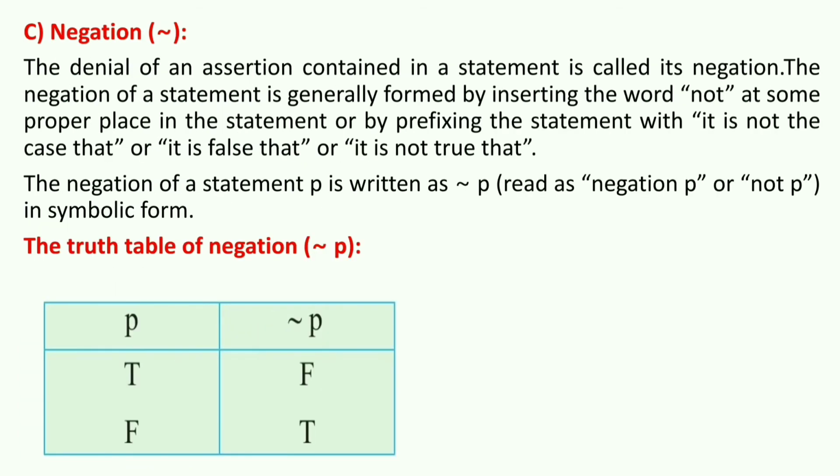Negation. The denial of an assertion contained in a statement is called its negation. The negation of a statement is generally formed by inserting the word not at some proper place in the statement or by prefixing the statement with 'it is not the case that', or 'it is false that', or 'it is not true that'. The negation of a statement P is written as negation P in symbolic form. Truth table of negation. If P is true, then negation P is false. If P is false, then negation P is true.